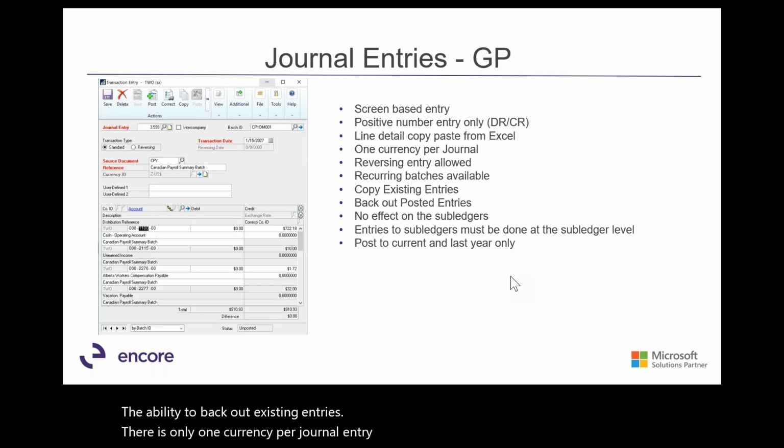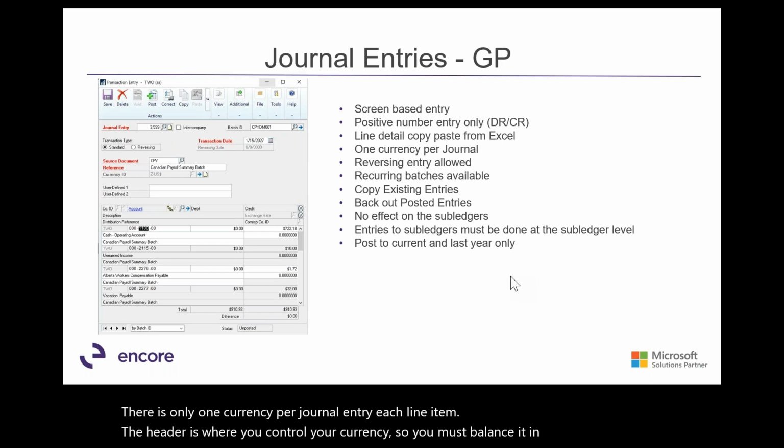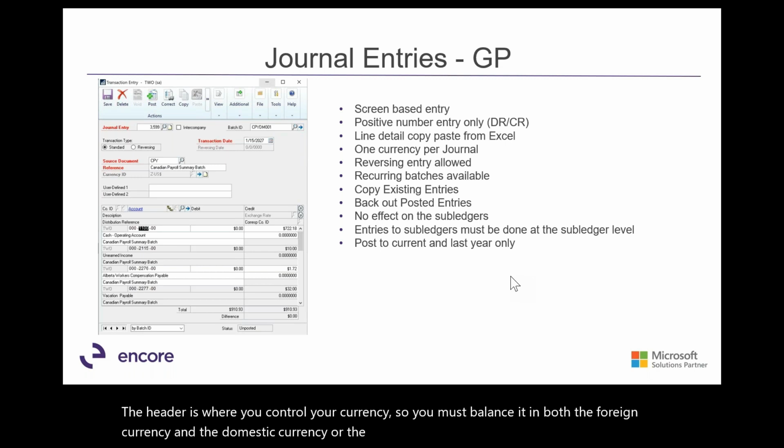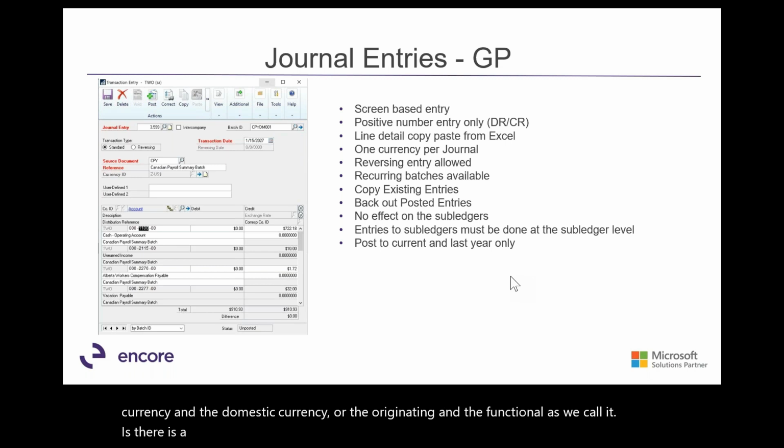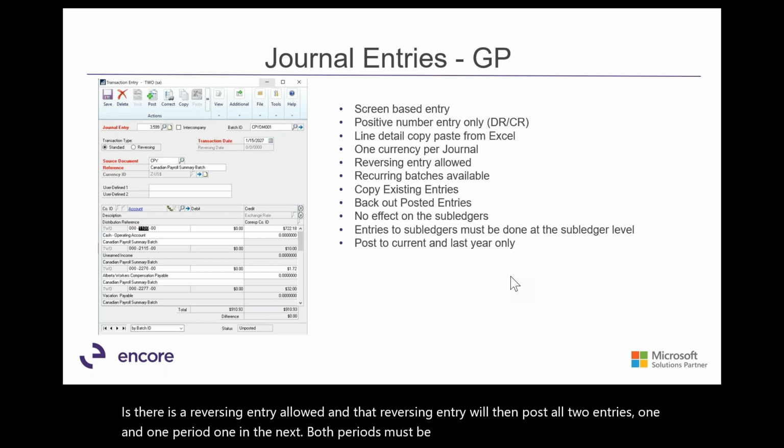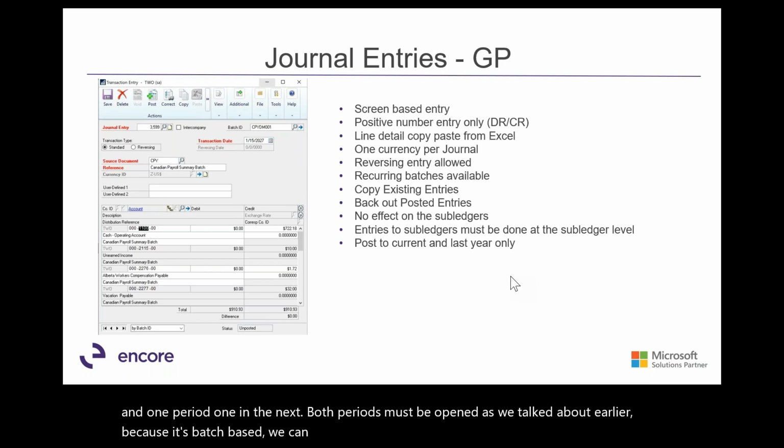The header is where you control your currency, so you must balance each line item in both the foreign currency and the domestic currency, or the originating and the functional, as we call it. A reversing entry is allowed, and that reversing entry will post two entries, one in one period, one in the next. Both periods must be open, as we talked about earlier. Because it's batch-based, we can put these into a recurring batch, so I can post this same transaction for X number of months if required.